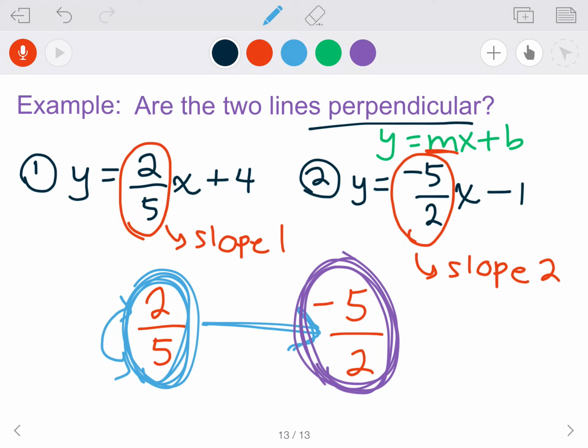And bonus challenge, try multiplying these two fractions together and see what product you get, and let me know.